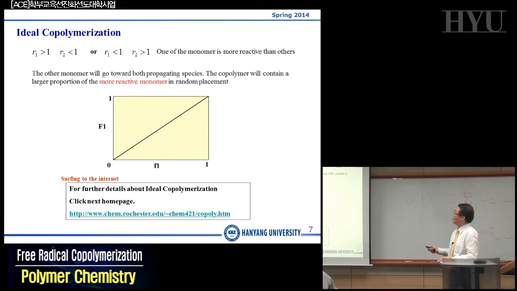So when you have a more reactive monomer, in this case R1 rather than monomer 2, then the more reactive monomer will be in a much larger proportion in your copolymer system than the second component. So this curve will tell you what the composition is in the final case.